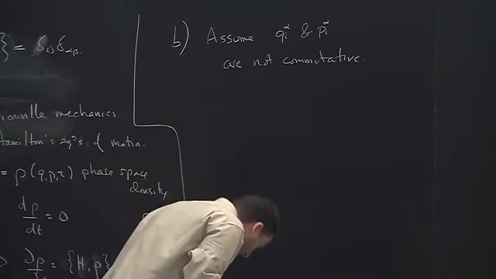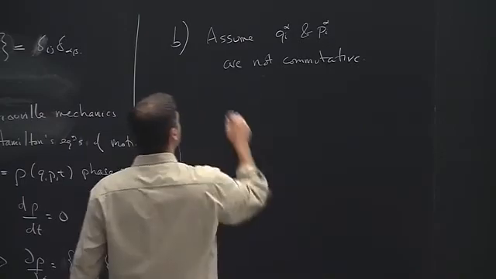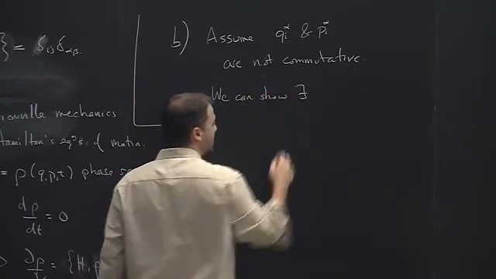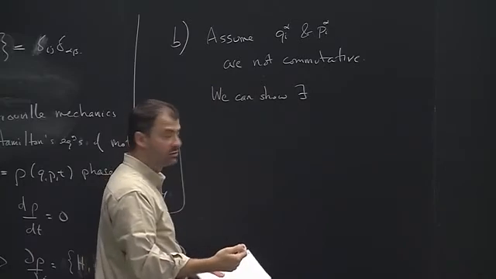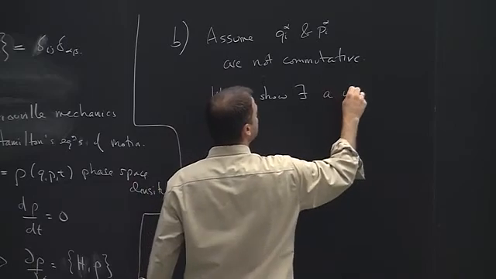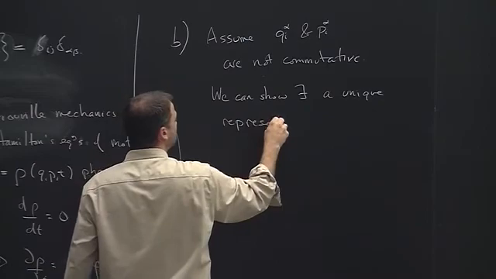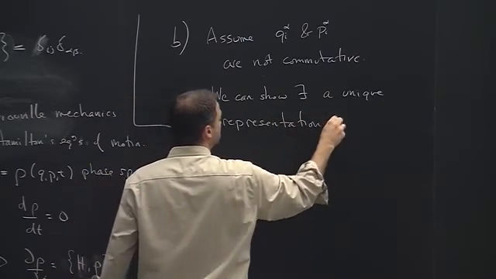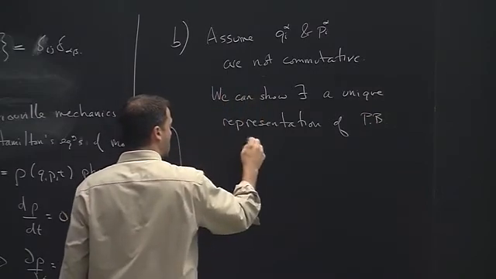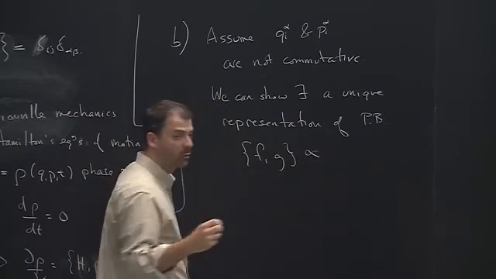Then you can prove that there exists a unique representation. We can show, and this is easy, it's about 4 lines, which I probably won't do for you, but you can do it yourselves, that there exists a unique representation of the Poisson bracket as a commutator. We can only prove it's unique up to a proportionality.